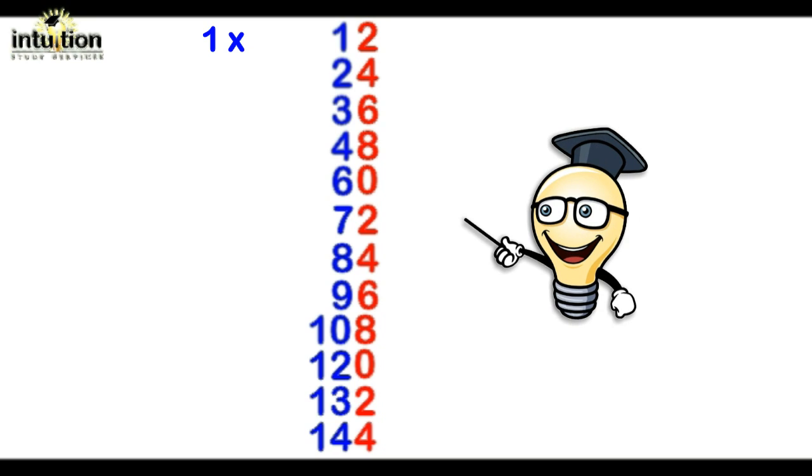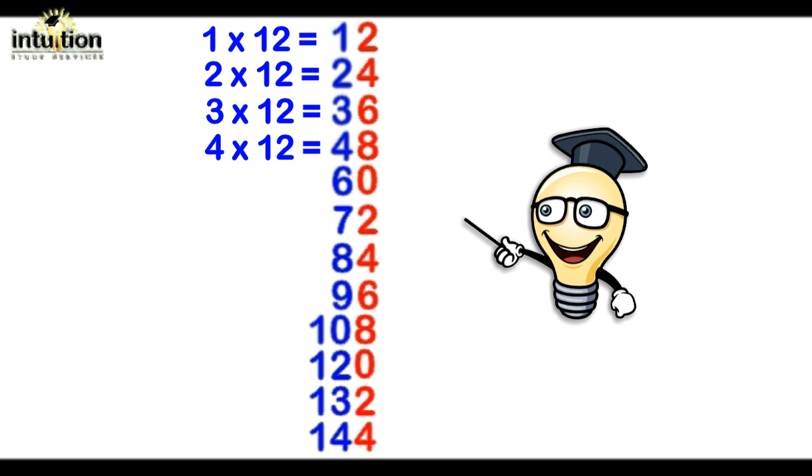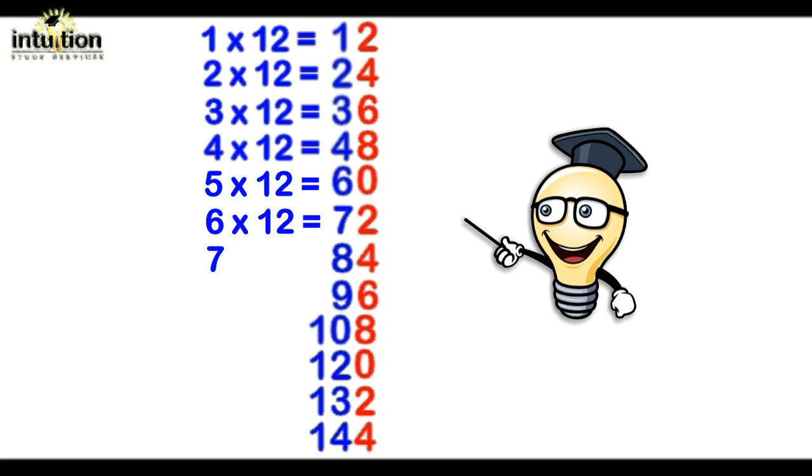So we've got 1 times 12 is 12. 2 times 12 is 24. 3 times 12 is 36. 4 times 12 is 48. 5 times 12 is 60. 6 times 12 is 72. 7 times 12 is 84. 8 times 12 is 96.